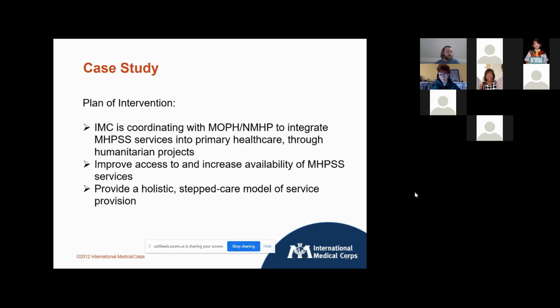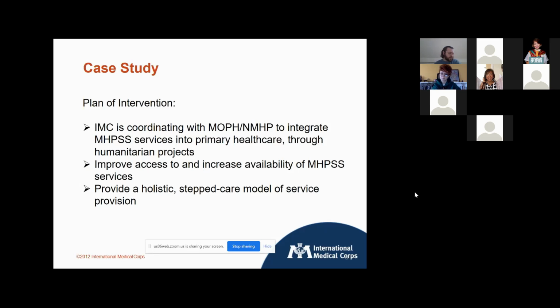We believe integration is very important, and primary healthcare facilities are a fantastic entry point to MHPSS services for people who may know that they need MHPSS services. They know they can access those services confidentially within primary healthcare facilities, but also for people who may not be aware that they have mental health needs, for example, which does happen sometimes, that they can be identified by healthcare facility staff and appropriate referrals made.